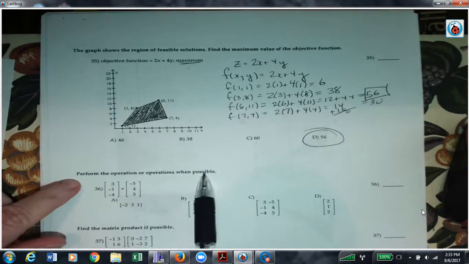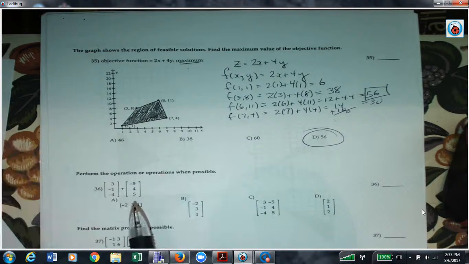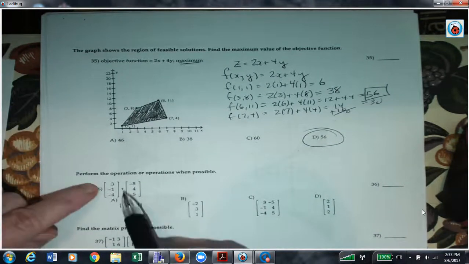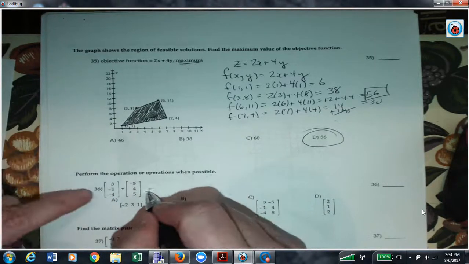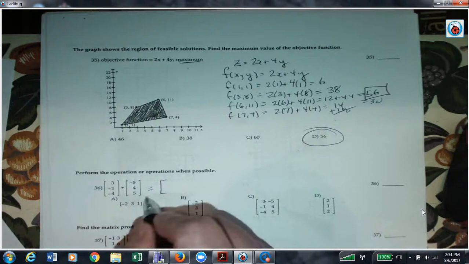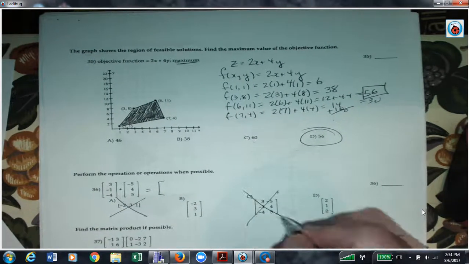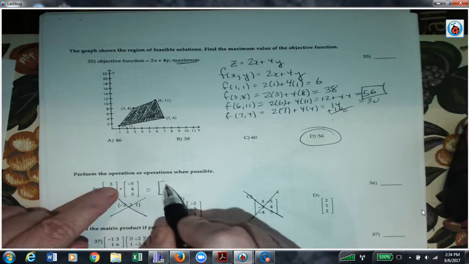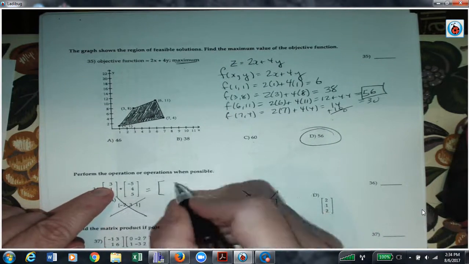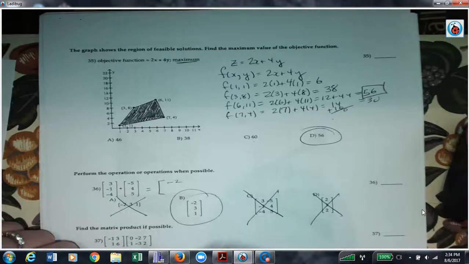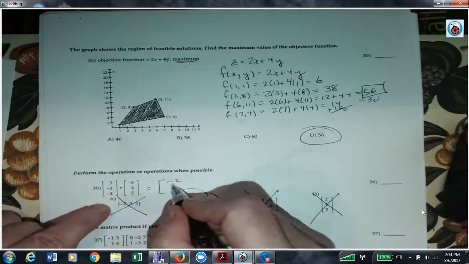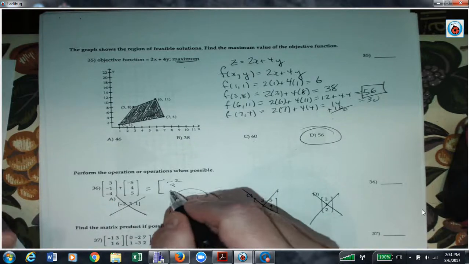Okay, perform the operations when possible. Now, this is a lot quicker than putting it all in your graphing calculator. This is a 3 by 1. This is a 3 by 1. It will work, and we'll get a 3 by 1. So I'm not going to have that, and I'm not going to have that. And what will go here is 3 plus -5 is -2, and already I can say it's got to be that one. -1 plus 4 is 3. -4 plus 5 is 1.